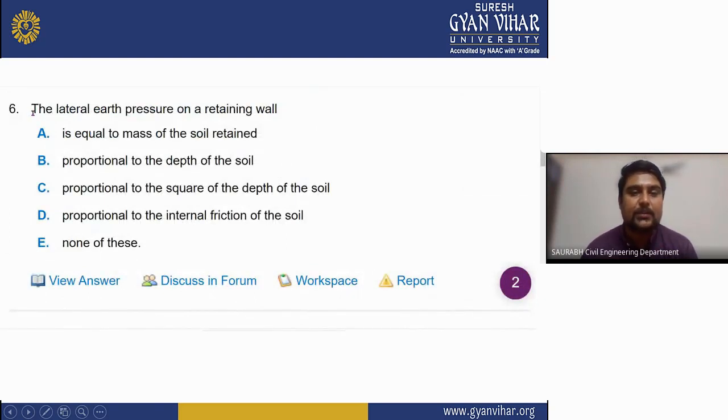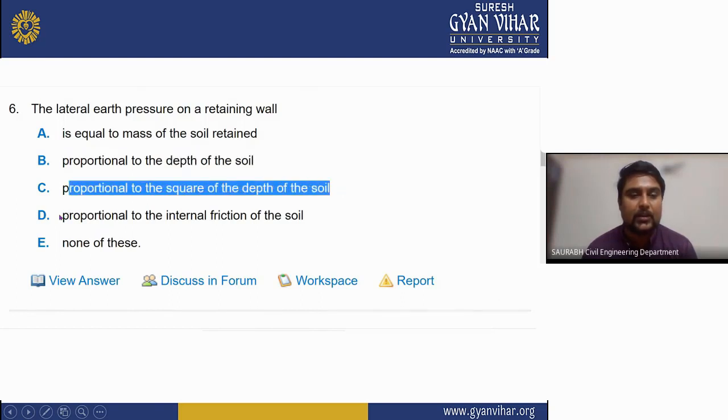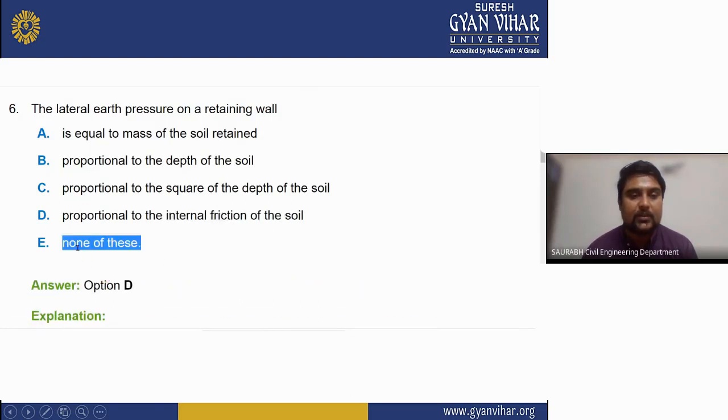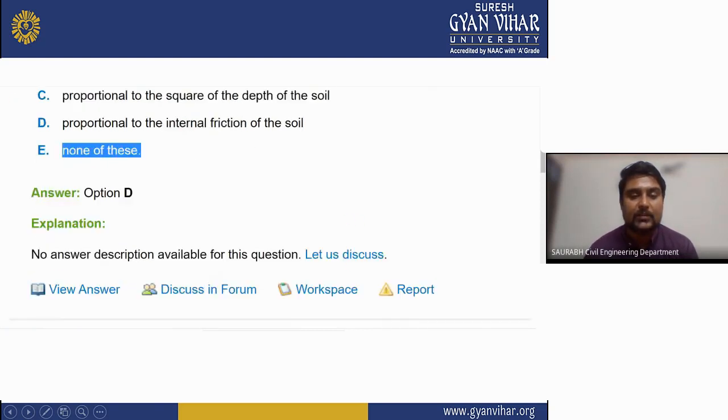Come on the next question. The lateral earth pressure of a retaining wall, what will be the right answer? It is equal to mass of soil retained, proportional to the depth of soil, proportional to the square of depth of soil, proportional to the internal friction of soil, none of these. Here the right answer will be none of these. That will be your right answer. Means the lateral earth pressure of a retaining wall is equal to the mass of soil retained, and it is also proportional to the depth of soil, and also proportional to the square of the depth of soil, and also proportional to the internal friction of the soil. That's why your right answer will be E here.